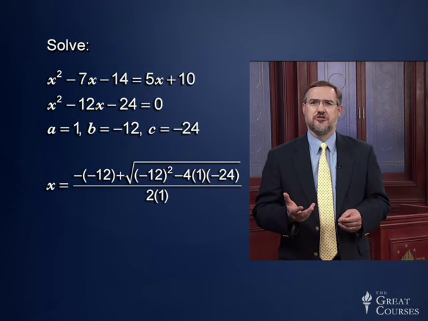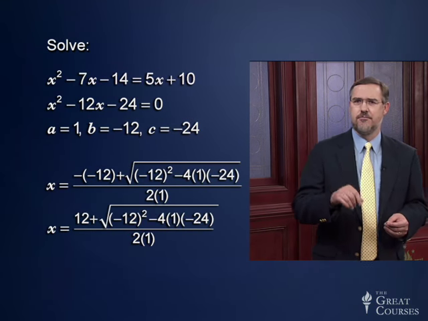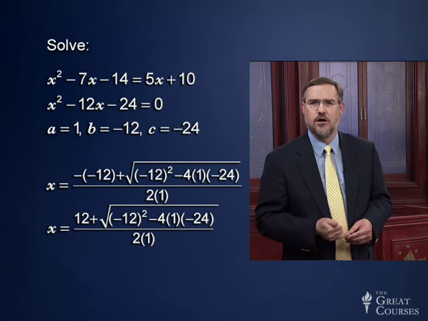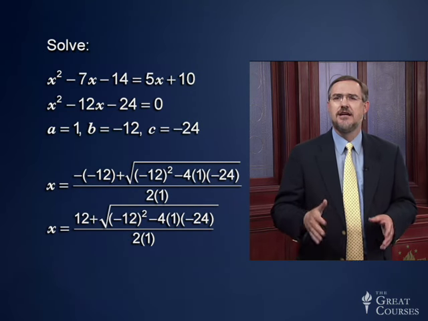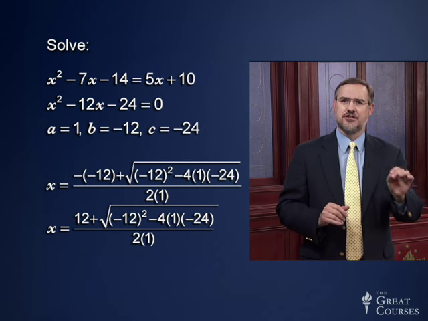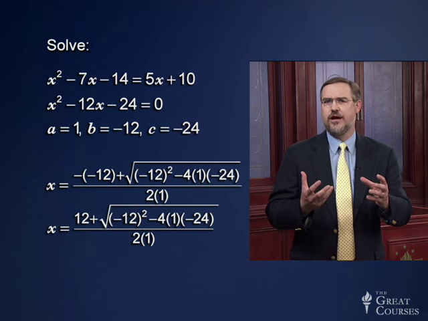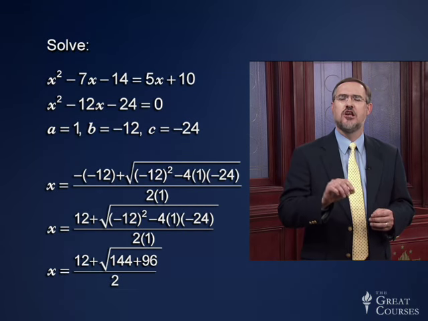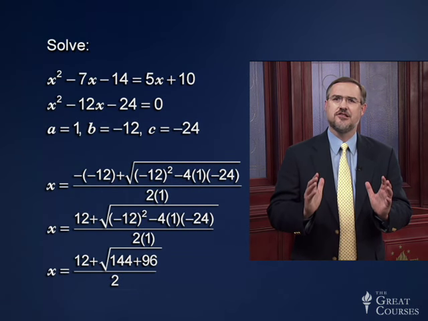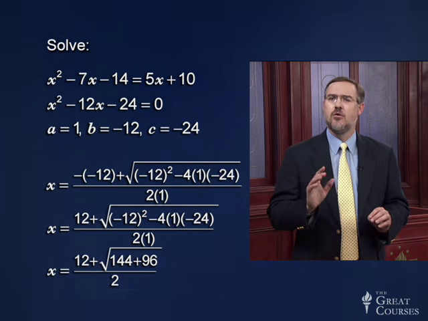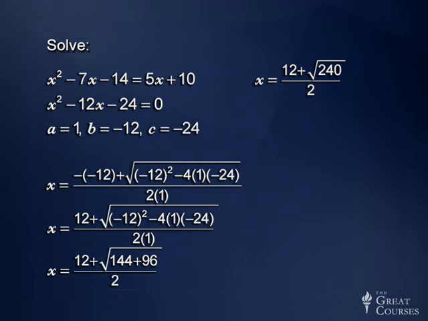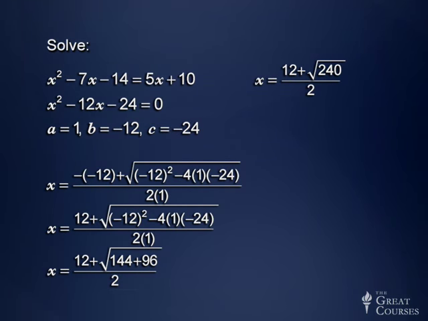And that simplifies to x equals positive 12, because negative of negative 12 is positive 12, plus the square root of negative 12 squared minus 4 times 1 times negative 24 over 2 times 1. And that'll clean up quickly to x equals 12 plus the square root of 144 plus 96 divided by 2, which is x equals 12 plus the square root of 240 divided by 2. Now, you might stop there, but actually you can go a bit further, and I'd like us to simplify this as much as we can.